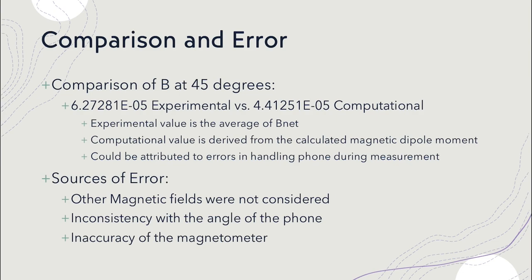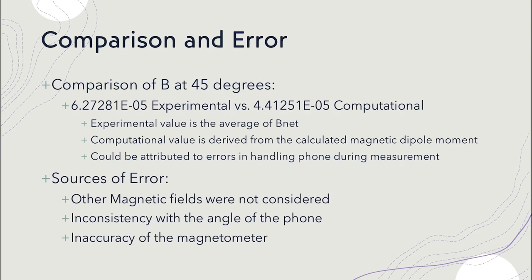I now want to take just a second to compare the results and discuss some potential sources of error. So, as you can see, the experimental and computational values did not result in the same values at all, and they're actually quite different. The experimental value is calculated as the average of the B net, while the computational value is derived from the calculated magnetic dipole moment.